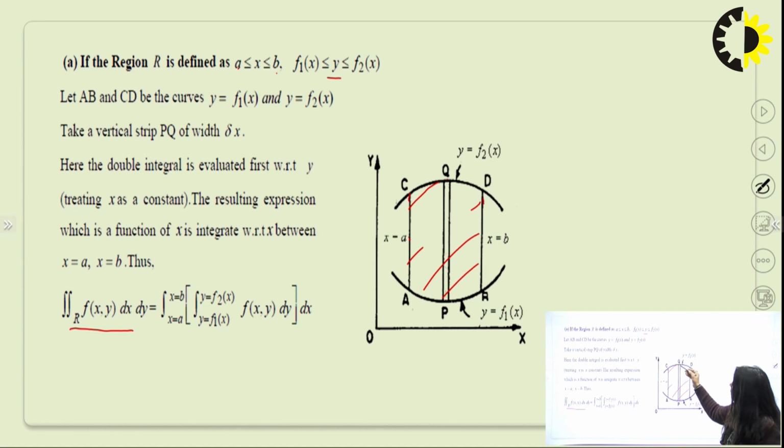Firstly, we will consider this vertical strip PQ. Now, we will move this vertical strip from this line to this line. Here x equals a and x equals b, so we can move this strip from x equals a to x equals b. So the limit of x is a to b.